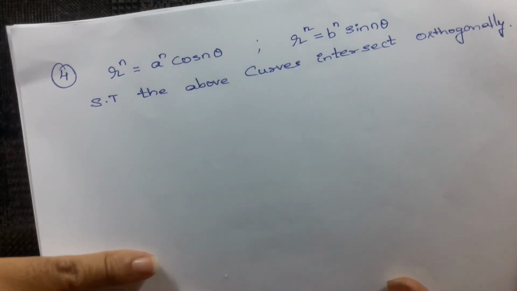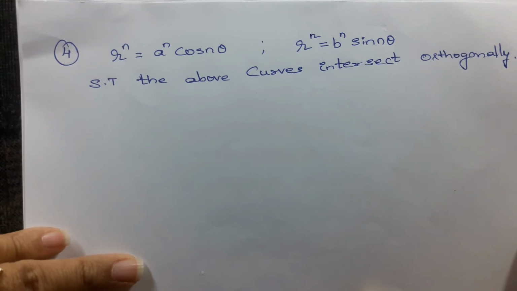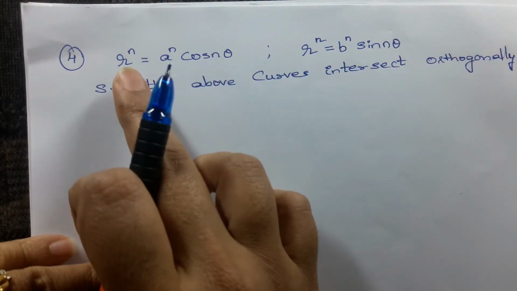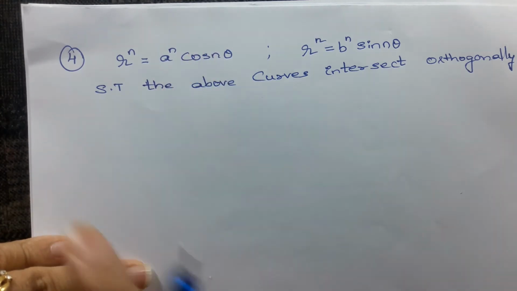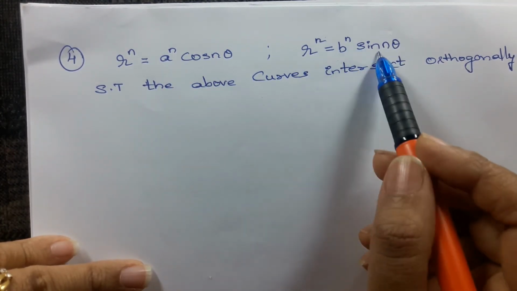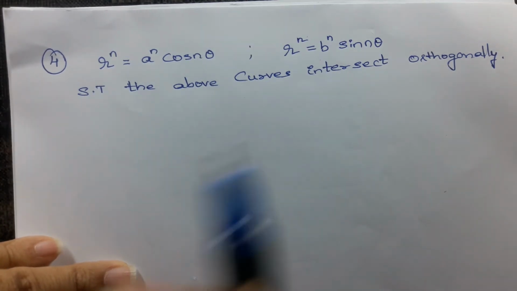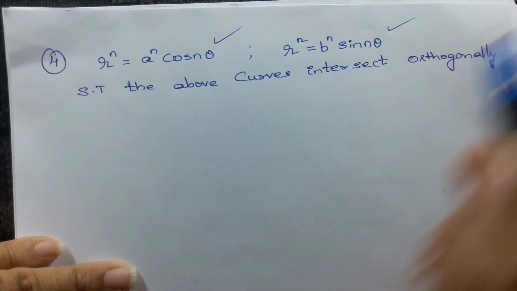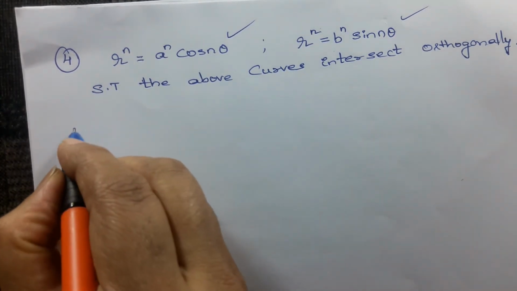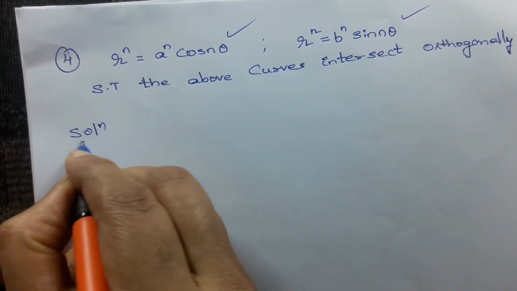Now take a look at one problem. How to show that these two curves, r power n is equal to a power n cos n theta, and r power n is equal to b power n sin n theta, are intersecting orthogonally. Show that the curves intersect orthogonally. So let me work out this problem.